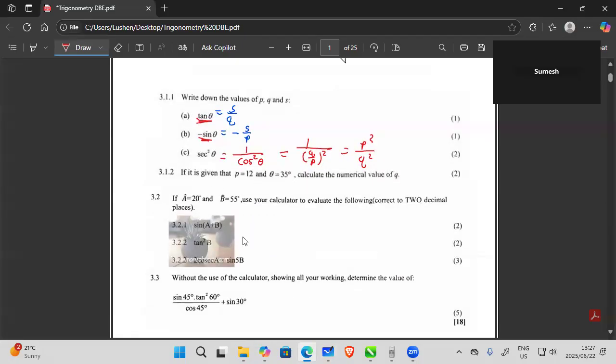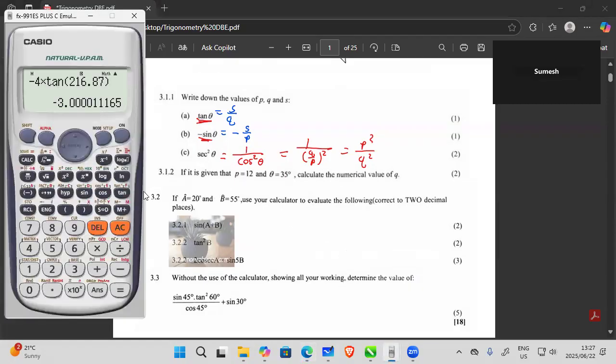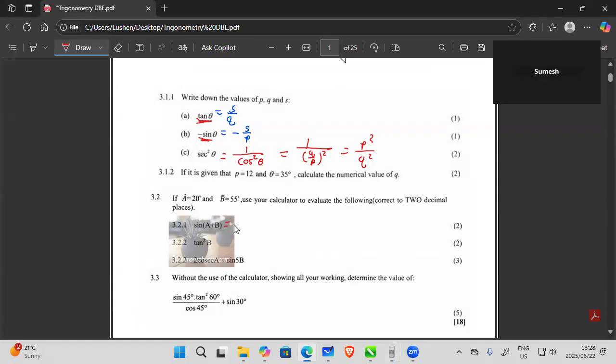If you have to solve this one here quickly, this is like calculator skills. So we have if A is equal to 20 degrees and B is equal to 55 degrees, use your calculator to evaluate this to two decimal places. So very simple stuff. You'll just say sine of 20 plus 55. Remember, see that D there at the top means it's in degree mode, because we don't put the degree symbol here. So this will be 0.97. Remember, you can't put units here. It's unitless.